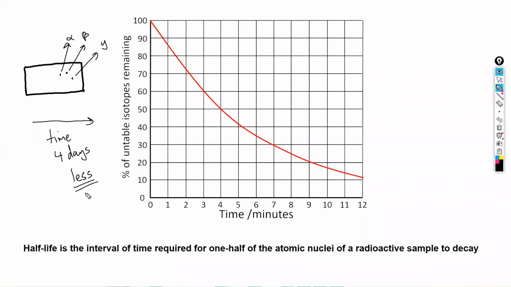If you are radioactive and you give off radiation, think of radiation as money. You start off with a lot of money, so you are very radioactive, but you start giving away your money. Over time, you become less and less rich. And this is what the graph is showing.